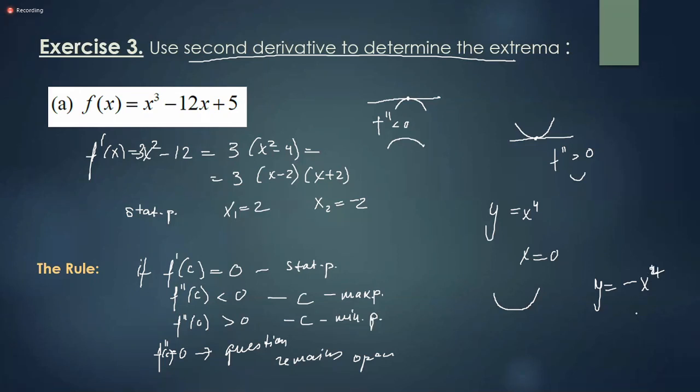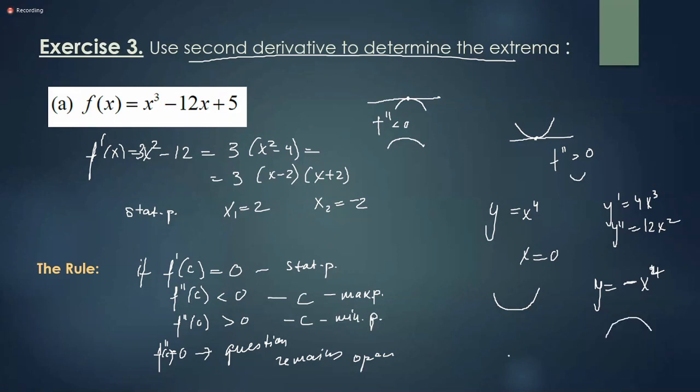Again, if x is 0, the first derivative, okay, for x cubed is 0 at 0 point. So it is a critical stationary point. The second order derivative, 12x squared, is also 0, but because this is minus x to the fourth, it has to be a maximum point.